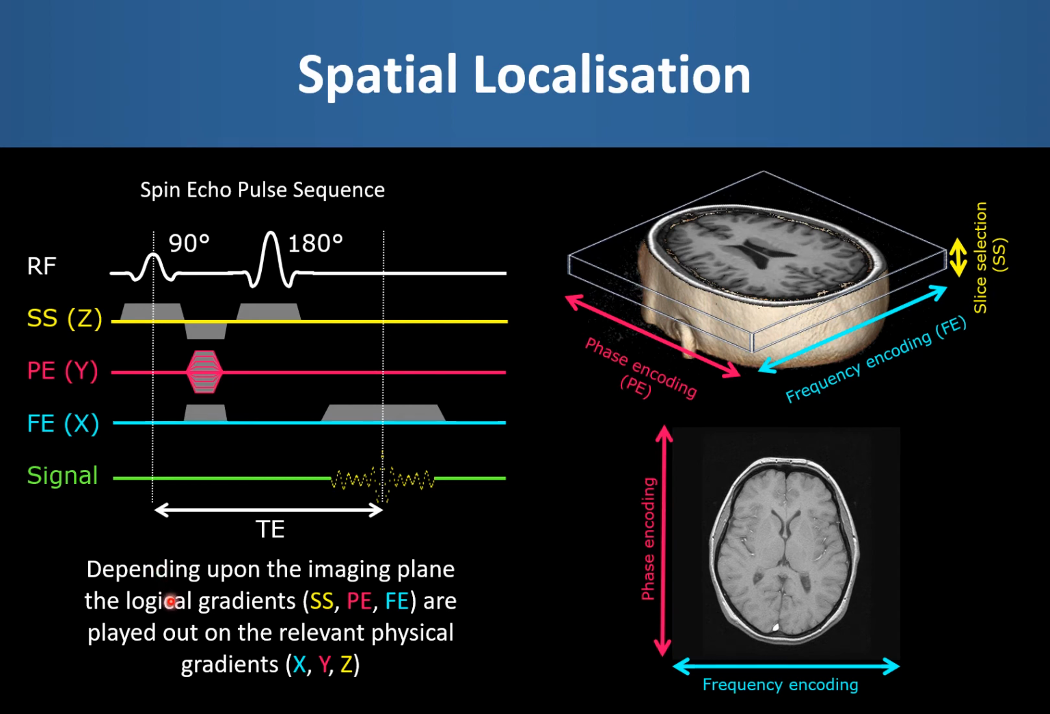This diagram illustrates the standard method for MRI spatial encoding invented at the University of Aberdeen back in the early 1980s. This method calls the two in-plane directions frequency encoding and phase encoding, with the orthogonal slice select direction. An MRI scanner has three orthogonal physical gradients in the X, Y and Z directions, but we will refer to them by their logical names of slice selection, phase encoding and frequency encoding.